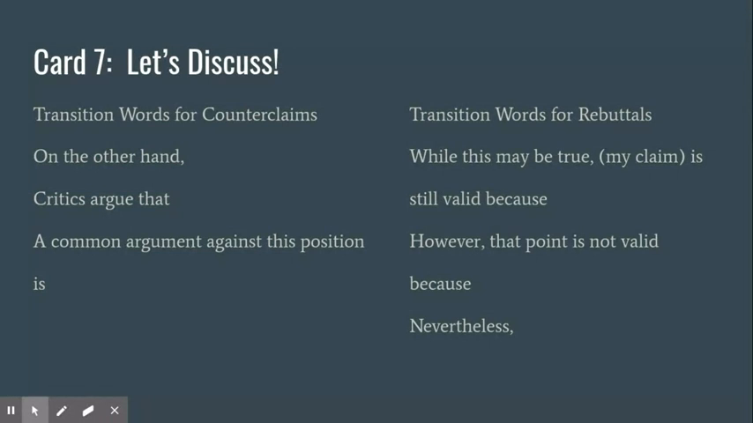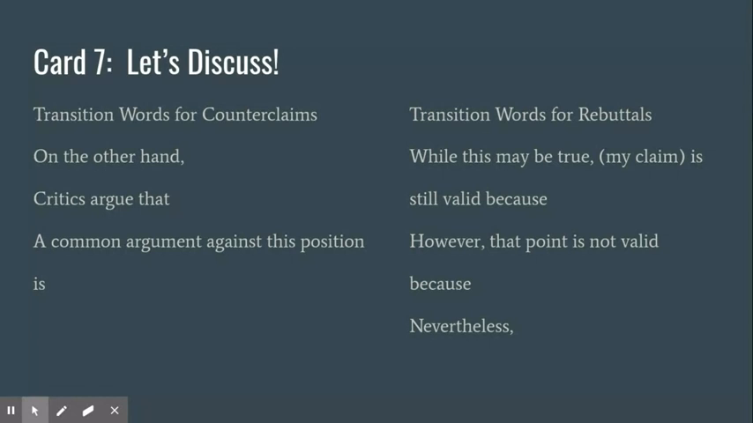The purpose of the counterclaim and the rebuttal are to acknowledge the other side of the argument and to then explain why your claim is stronger. I want you to locate your orange highlighted counterclaim in your essay, and I want you to highlight and underline the transition words that you use to indicate the counterclaim and the rebuttal.